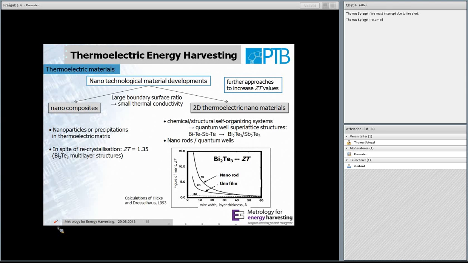And the other way, really construction, or here it is called self-organization, so self-construction of superlattice structures made of bismuth telluride and antimony telluride. In this way, calculations were performed by Hicks and Dresselhaus. They found that if we have a ZT of 1 for the three-dimensional, that means the bulk material, then for 2D, that means for thin films of these superlattices, ZT values higher than 2.